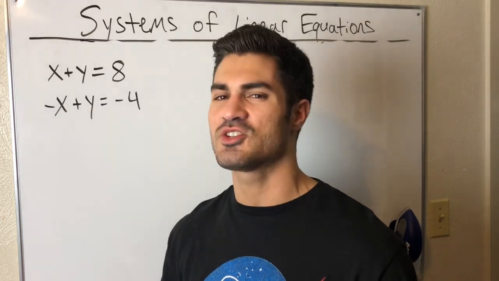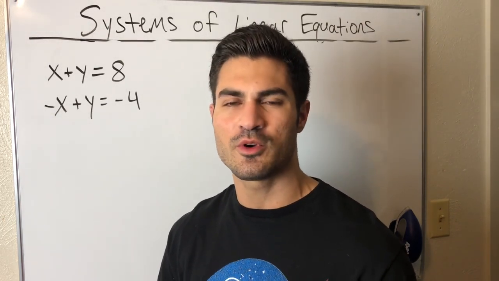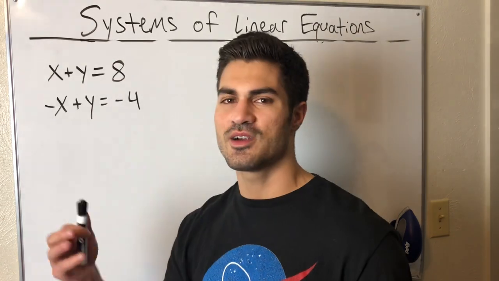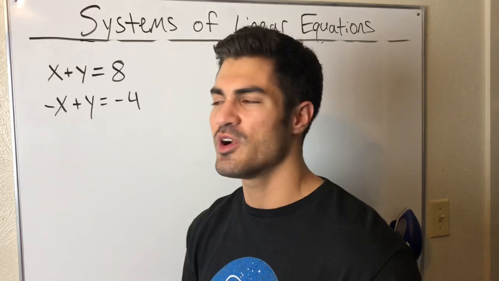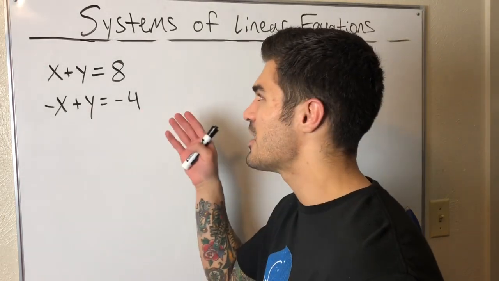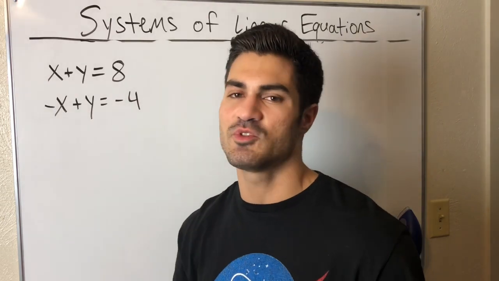First of all, what does it mean to solve a system of linear equations? Do we remember? Well, graphically it meant to find the intersection of these two lines, right? These are just lines. But algebraically what it means is we need to find numbers for x and y that satisfy both of these equations simultaneously.